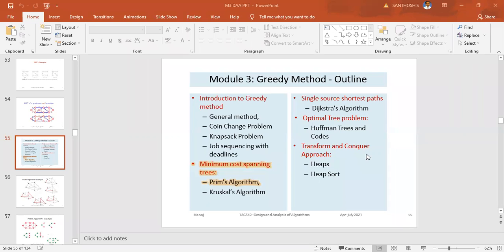Am I audible? Yes, tell me, am I audible? Are you able to see the screen? Kindly mark your attendance using 3 parameters.